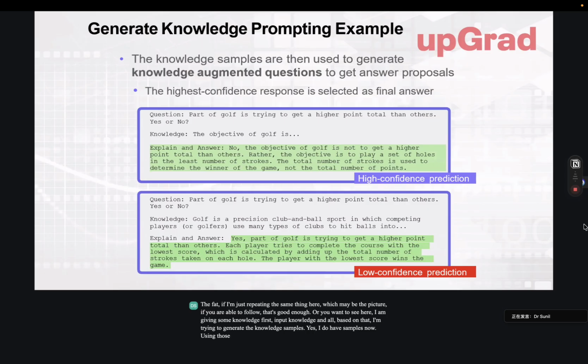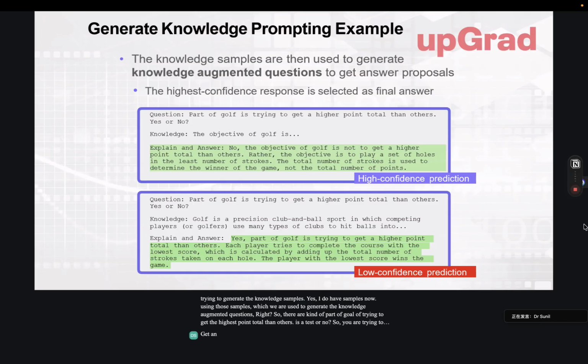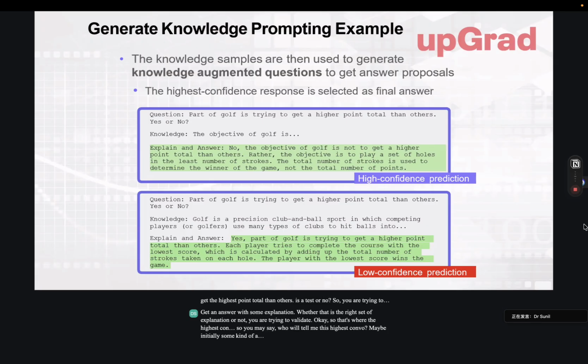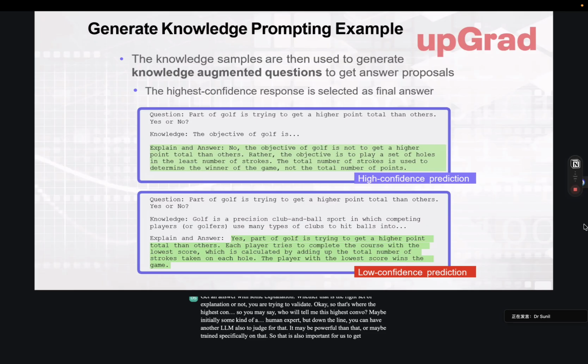Using those samples, we generate the knowledge augmented questions, right? Is it yes or no? So you are trying to get an answer with some explanation, and whether that is the right set of explanation or not, you are trying to validate. So you may ask, who will tell me this highest confidence? Maybe initially some kind of a human expert, but down the line, you can have another LLM also to judge that. It may be more powerful, or maybe trained specifically on that. So it is important for us to get either AI or a human judgment at this stage.